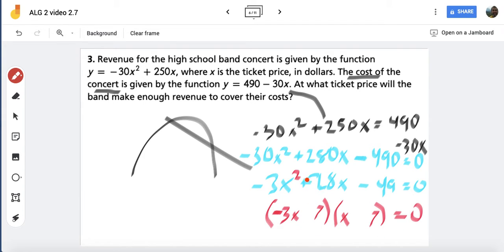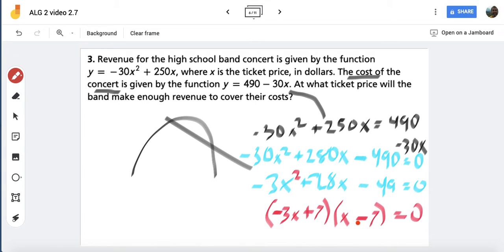I need to get positive 28 in the center here. I already have a negative 3x, so I probably need to make that positive. So I'm going to make this the minus and this the positive. How did I decide on that? Because I wanted positive 28, so negative 3 times negative 7 is positive 21, plus 7 gives me the 28.